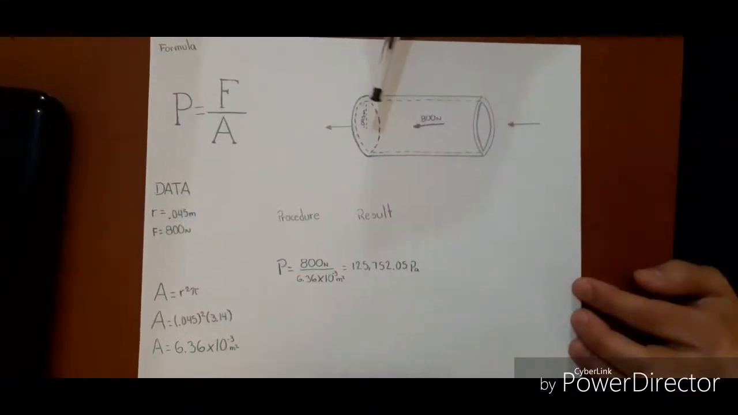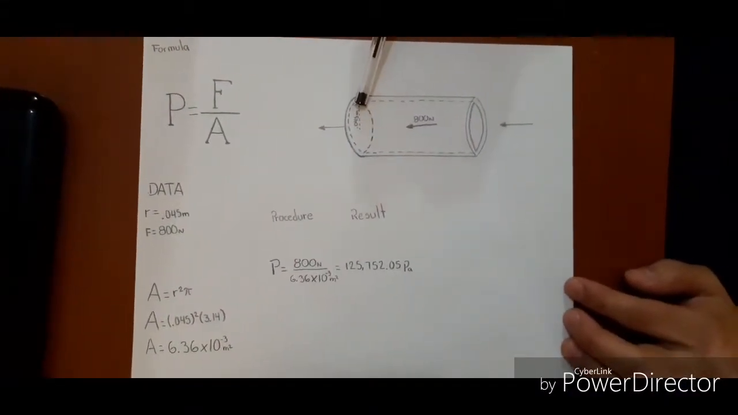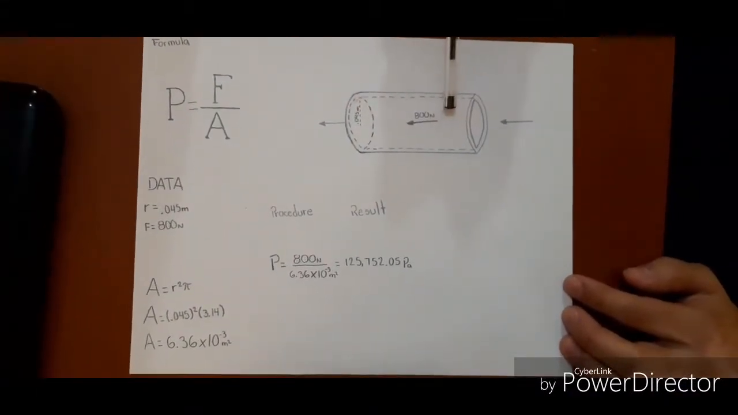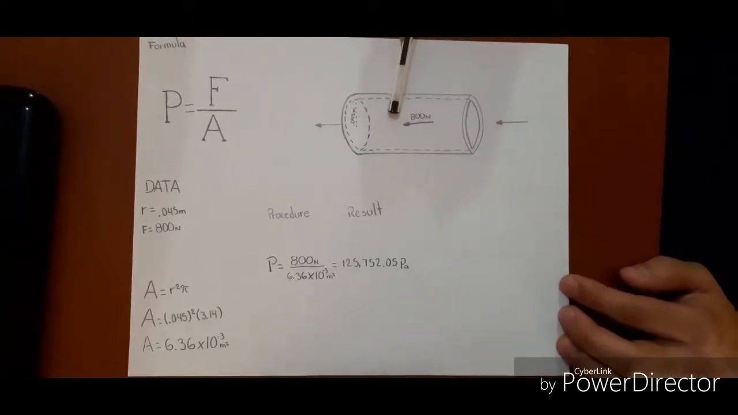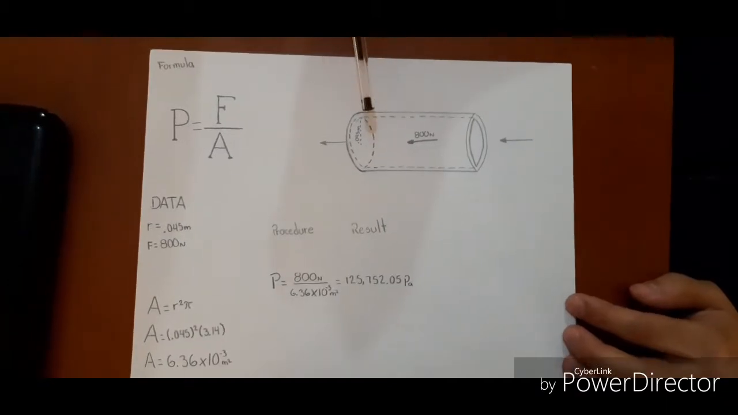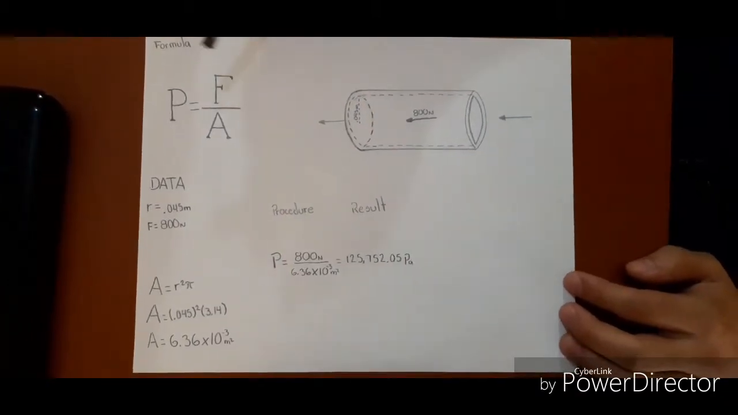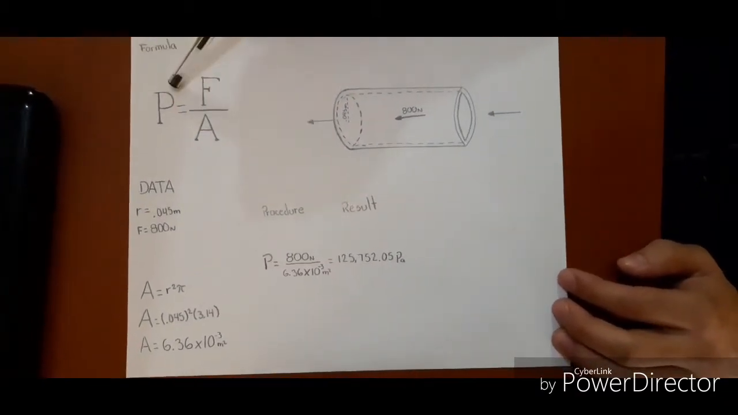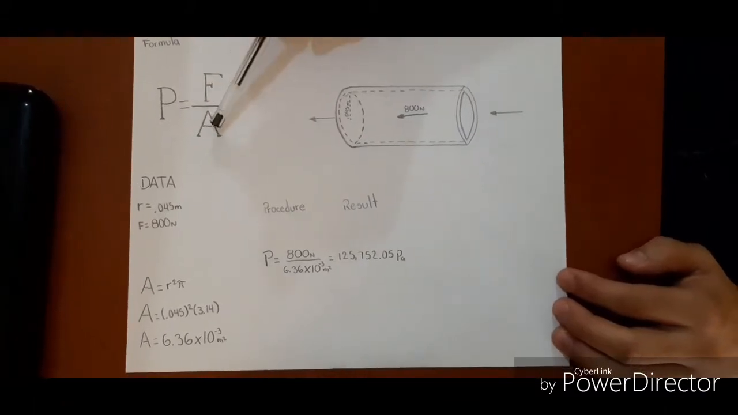Okay, in this situation we have a pipeline with a radius of 0.045 meters and the water flows with a force of 800 newtons. So to calculate the pressure of this pipeline we need the formula of pressure, that is force over area.